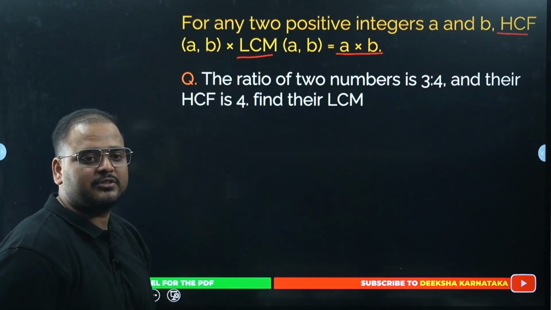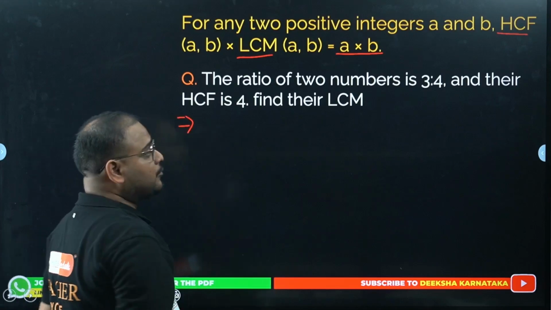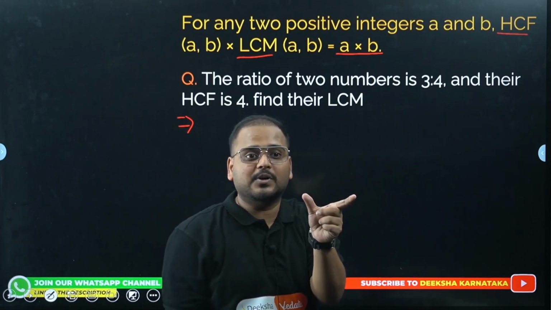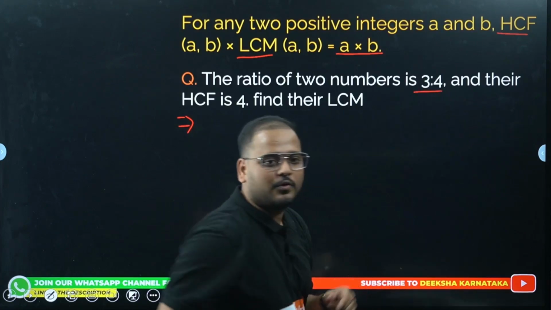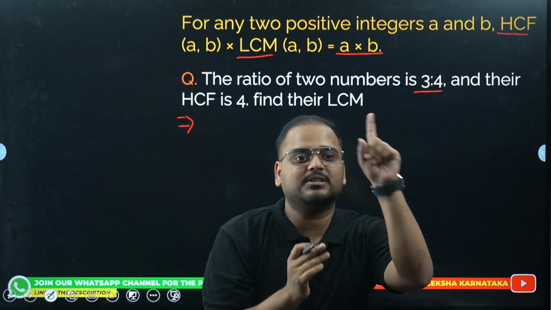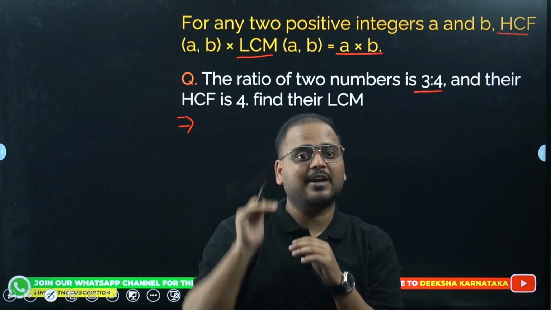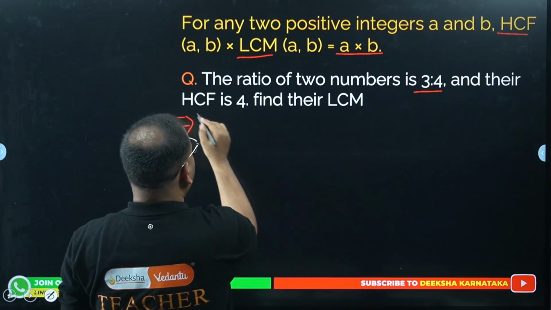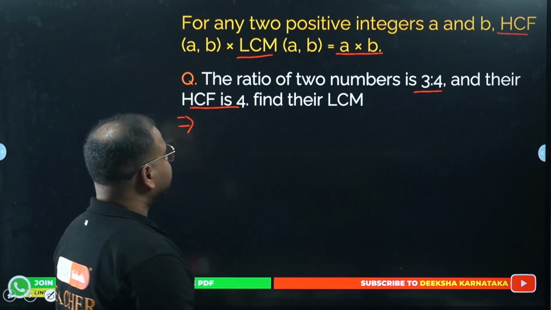Now a question is given on the definition. Let's take this question, very simple. The ratio of two numbers is given. We don't know the numbers here, but we know the ratio. The ratio of the two numbers is 3 to 4, meaning if the first number is A and the second number is B, then A by B is 3 by 4. And their HCF is 4. Find their LCM.